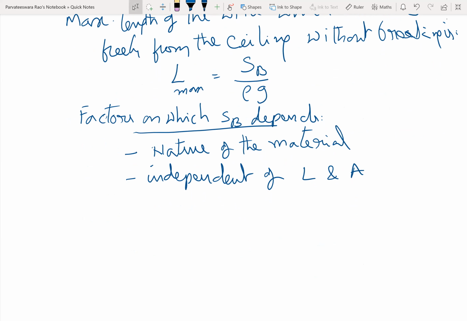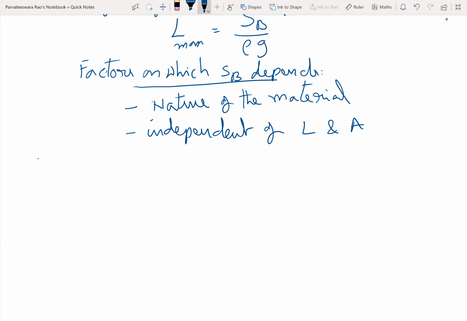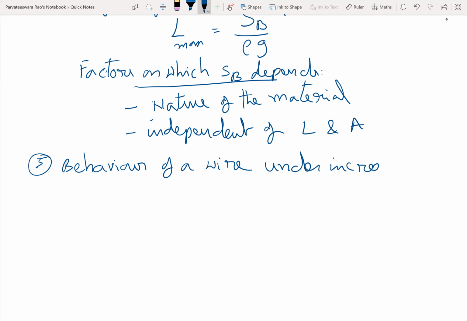Then we have the behavior of a wire under increasing load. That is also very, very important. The strain energy is there. Those two also we'll discuss. So the next, behavior of a wire under increasing load.